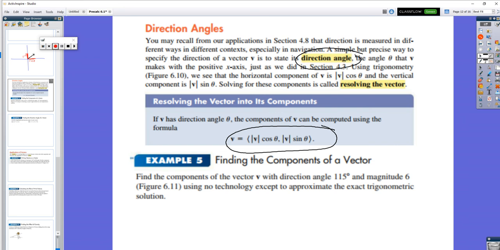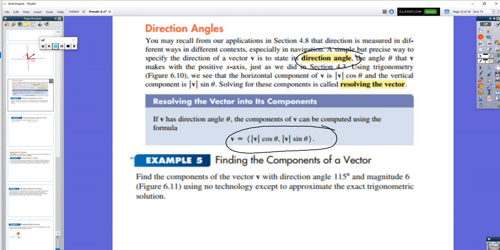So directly from your notes packets here, very basic to get things started. We are basically going to take what we now know about resolving a vector, that it's a direct connection to the magnitude of the vector, the size of the vector, and the horizontal component cosine and the vertical component sine. It says find the components of the vector v with direction angle 115 degrees and a magnitude of 6, using no technology except when we need to approximate the exact trig value.